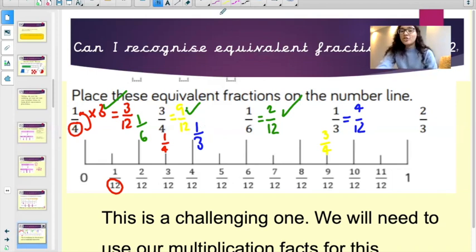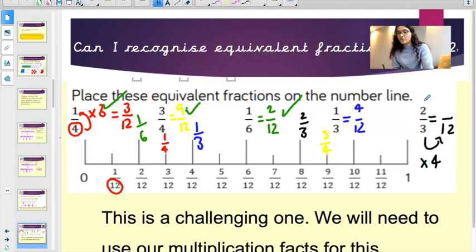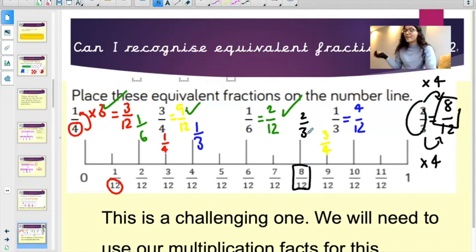And lastly, we have 2/3. Where would I put that? I would put it here. Because in order to get from 3 to 12, you multiply by 4. Do the same to the top, multiply 2 by 4, and you should get 8. Then I look for this fraction over here, which is here. So put that as the equivalent fraction. I hope that made sense. If it didn't, we have our lives to talk about it a little bit more, and we also have more practice to do, so that's absolutely fine.